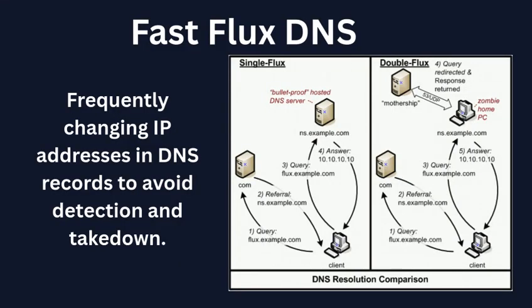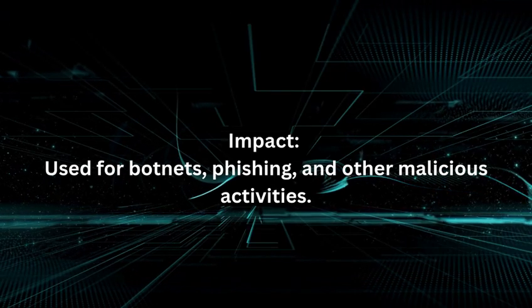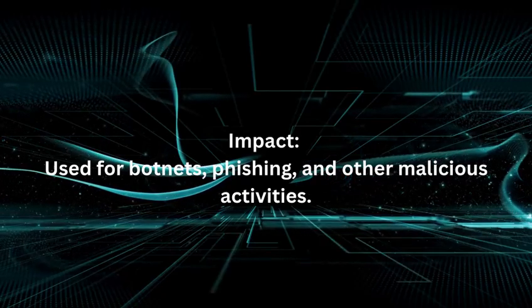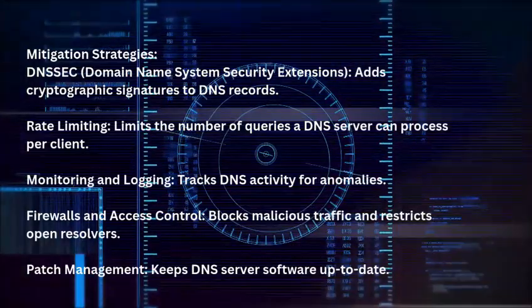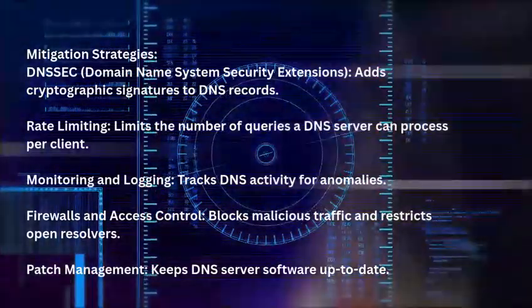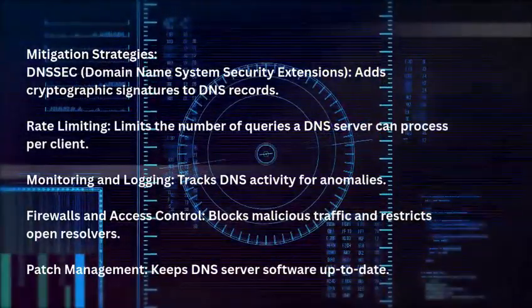Fast flux. Frequently changing IP addresses in DNS records to avoid detection and takedown. Impact: Used for botnets, phishing, and other malicious activities. Now, mitigation strategies.